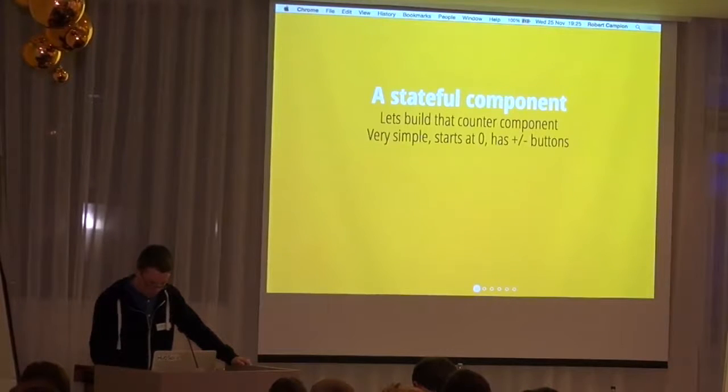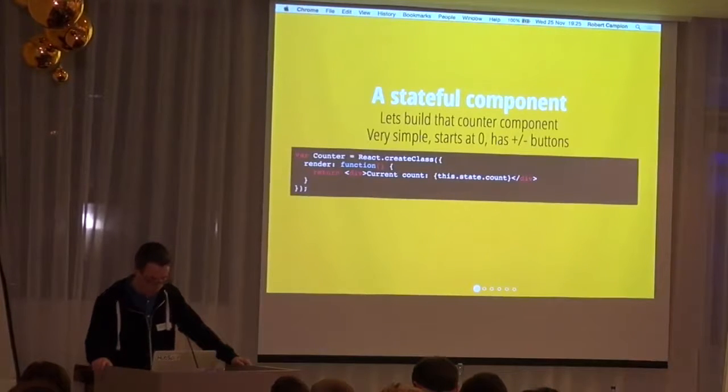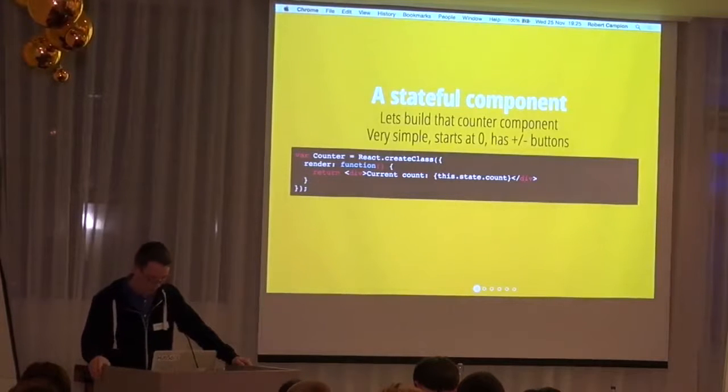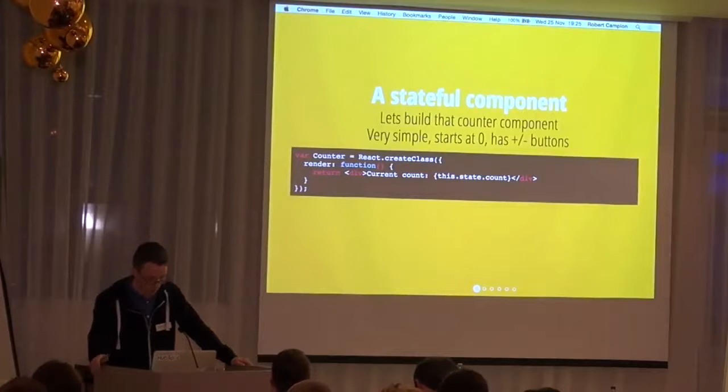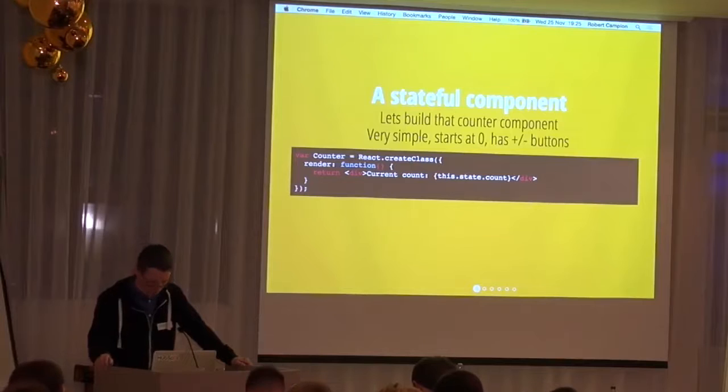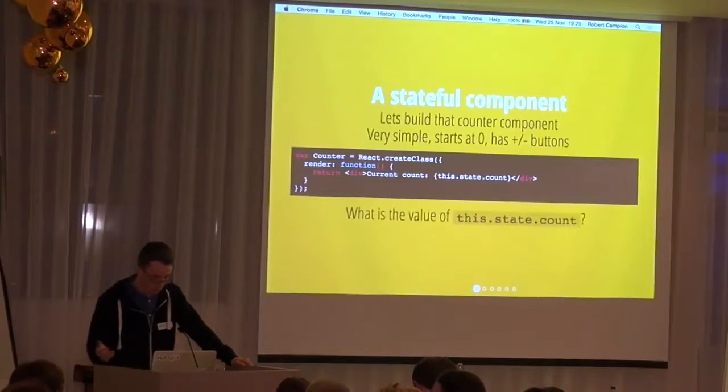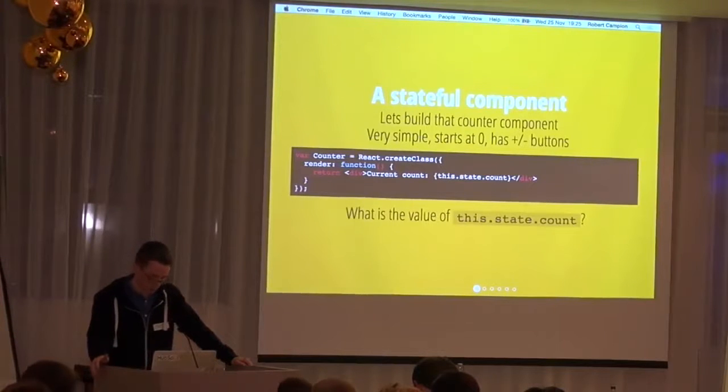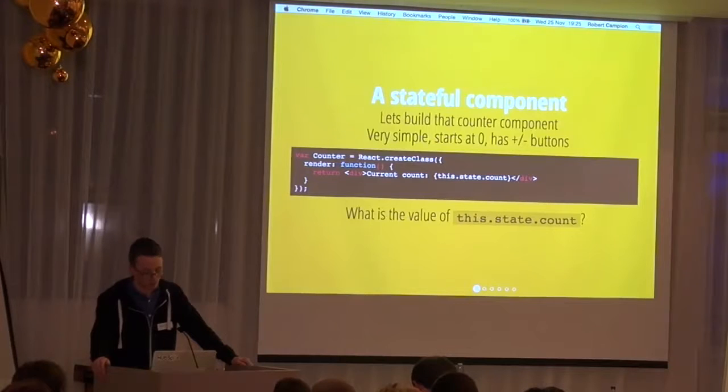So first step might be printing out what the current count is. This is very similar to our greeting, except in this case, we're reading from this.state, as opposed to props. This is where all component local state is stored. But the question here is, what will this render at the moment? What is the value of this.state.count? We haven't specified it. We're not getting it from any parents. React doesn't know what it's supposed to be. It can't just assign default values, so it'll be undefined.